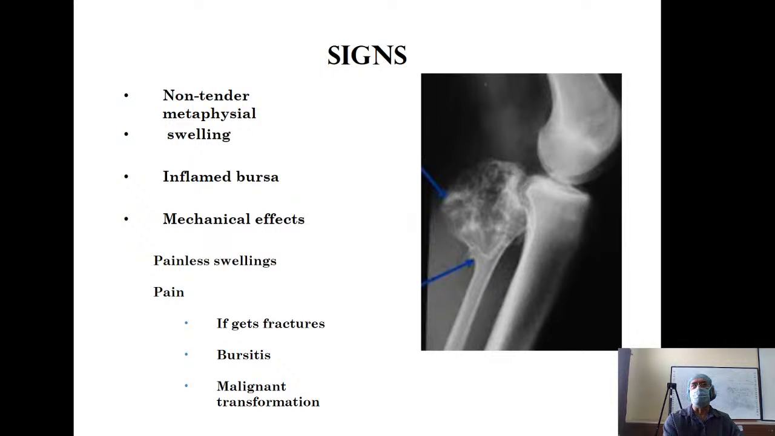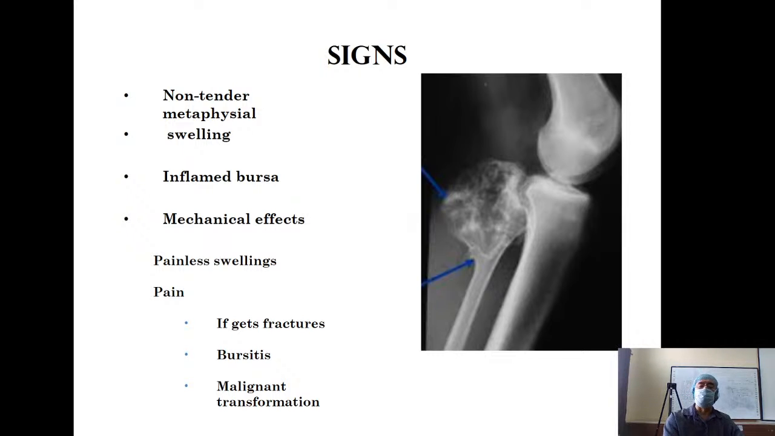Usually this is in the metaphysis and is directed away from the growing end of the bone. As the bone grows along, this is left behind, so it is further away from the growing end of the bone. And if it causes an inflamed bursa, because all of you know that there are bursae near the joint. Bursae are there to prevent friction while movement occurs in the joint. So these bursae can themselves become inflamed, bursitis. The bursitis may be because of irritation by this bony tumor.